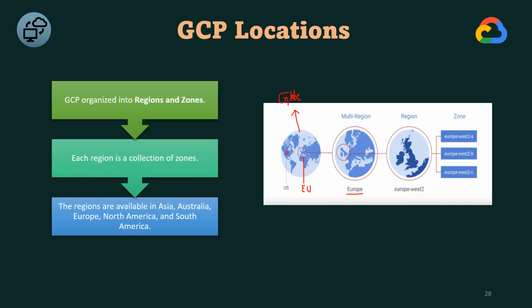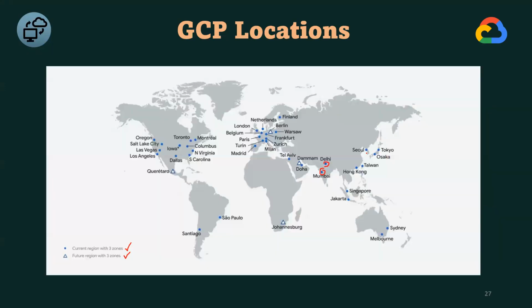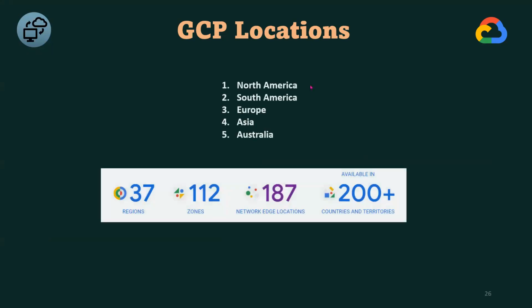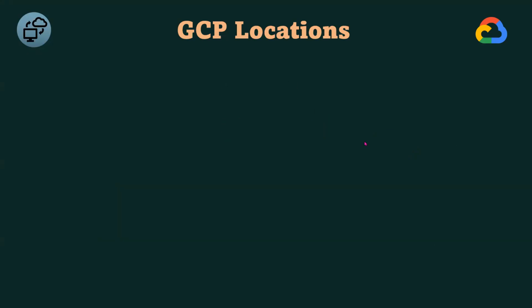This is one region. Here also you will get one more region, and here also one more region. So like this, you will have more than 2 or 3 regions, and that is what is called a multi-region. Okay, this is a location, and a location will have multiple regions. As I told you, 5 locations and 37 regions means one location has more than one region.